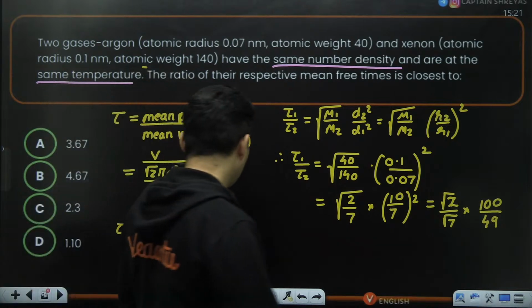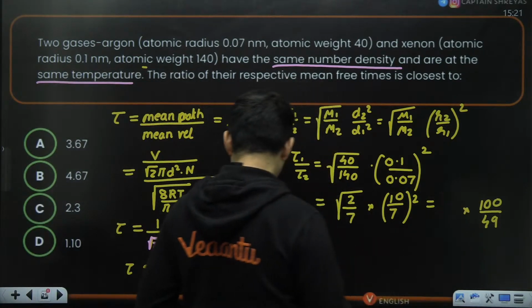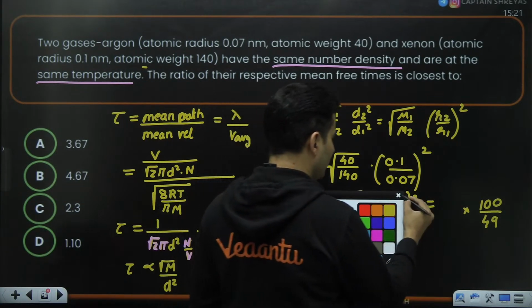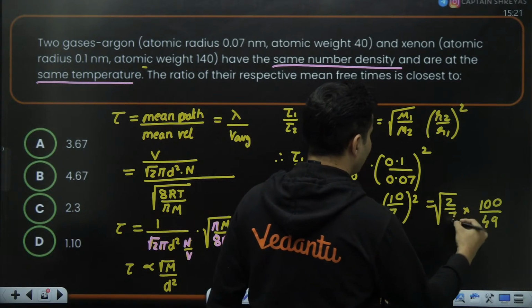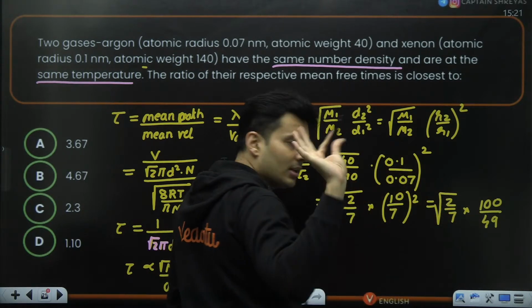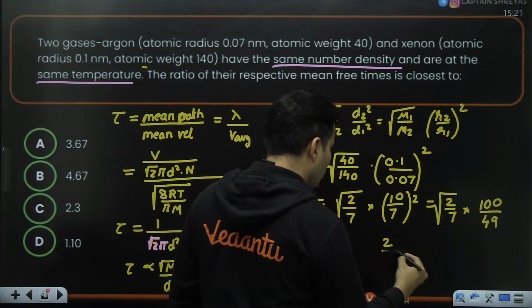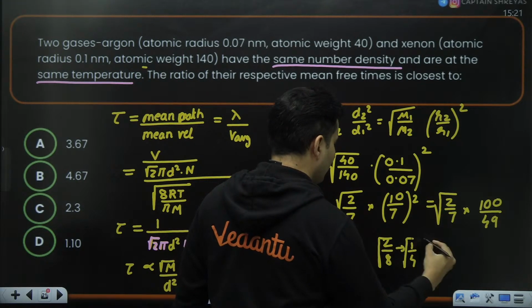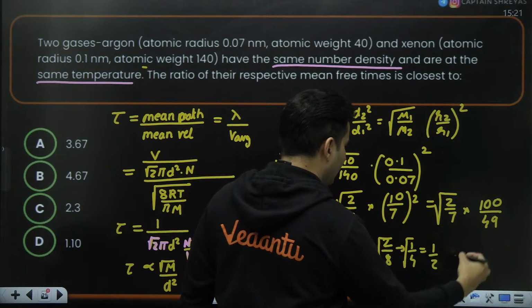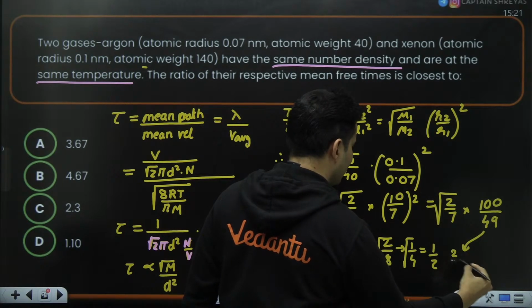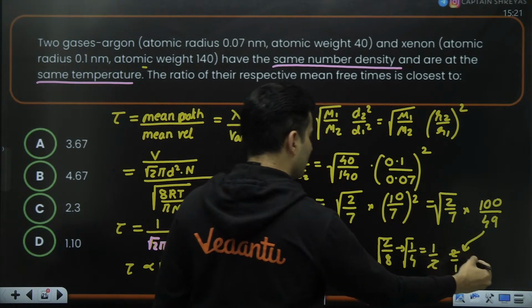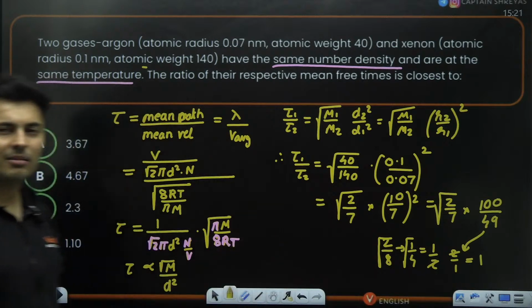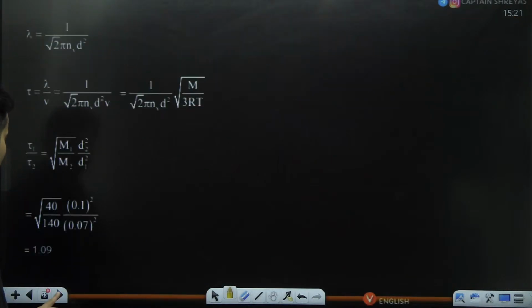Okay. If you did not want to do that, there is another thing. If you forget the root 2 value, no issues. Do one thing. Root 2 by 7. 7 is close to 8. So 2 by 8 will be how much? 1 by 4. So root of 1 by 4 will be how much? 1 by 2. 100 by 49, can I not say this is double? So 2 cancels. So approximately it will become 1. So very rough calculations you can do however you want.